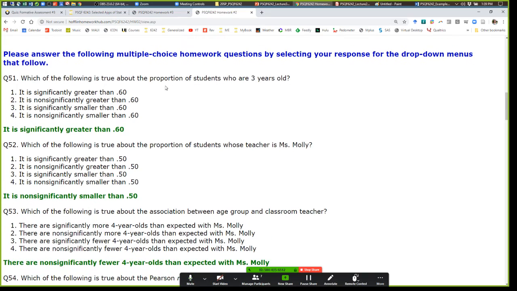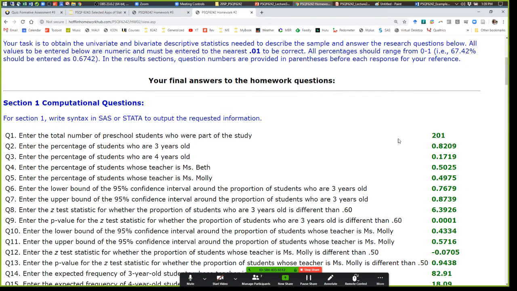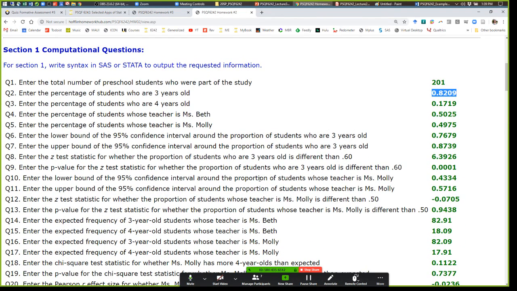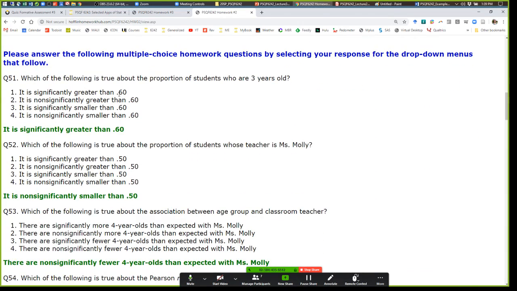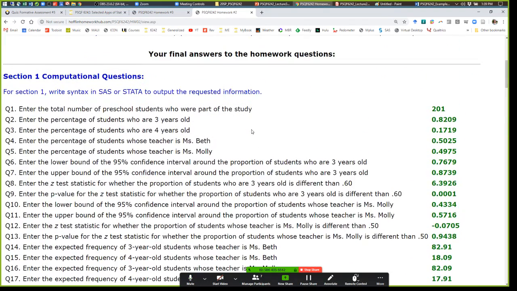So for this person, you all have the same tendencies in your data, but it's not a one-to-one correspondence. So for instance, what is true about the proportion of students who are 3 years old? Well, we know from up here that that proportion in this person's data was 0.82. And the questions are asking, okay, how does 0.82 compare to 0.6? Well, 0.8 is bigger than 0.6. Okay, so I can narrow this down to these two choices. How do I know if it's significant? P-value. If for a proportion test, where does my p-value come from?